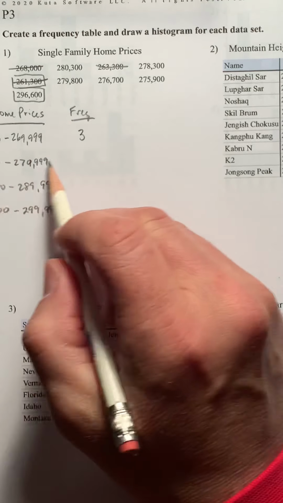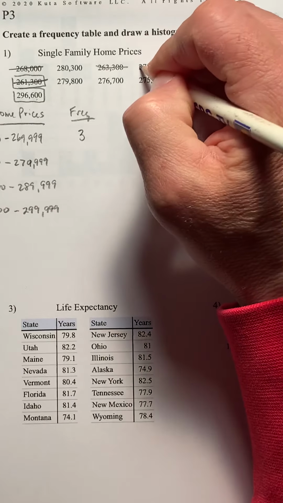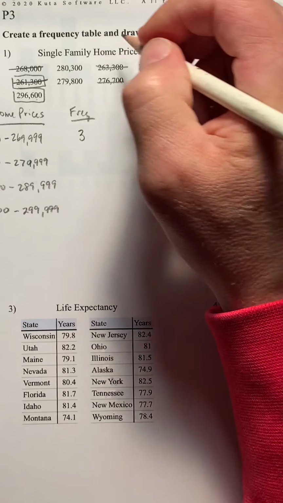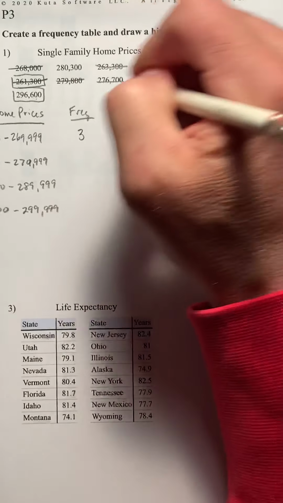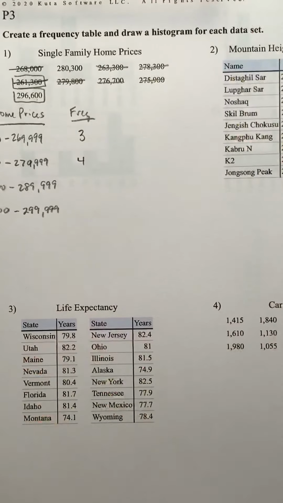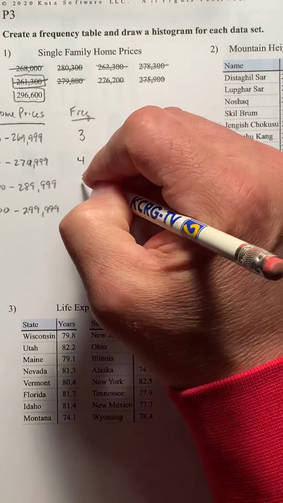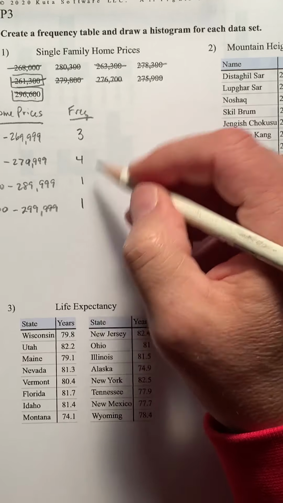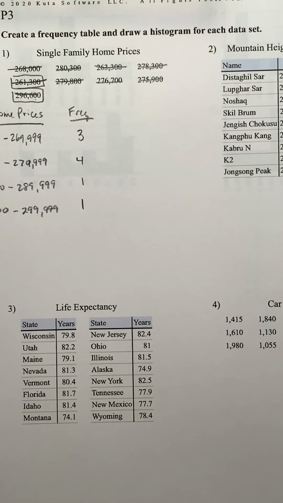Then we're looking in the 270,000 range. So we have 278 and 275 and 276 and 270. Those 4 all fit into the category of $270,000 to $279,999. The 280,000 range, we only end up with 1 there. And the 290,000 range, we only end up with 1 there, for a total of 9. We have 9 pieces of data, so it looks really good.